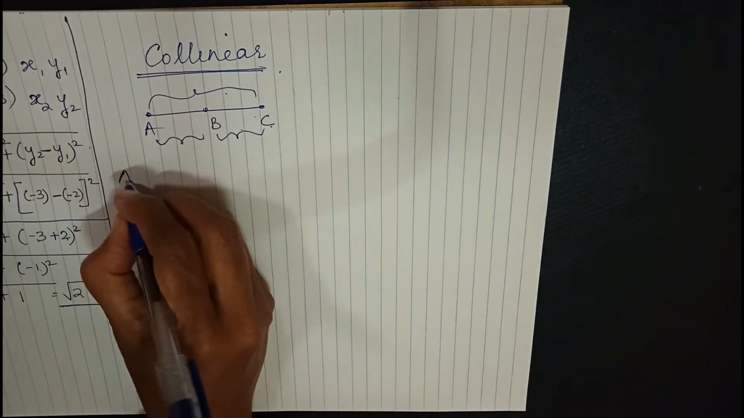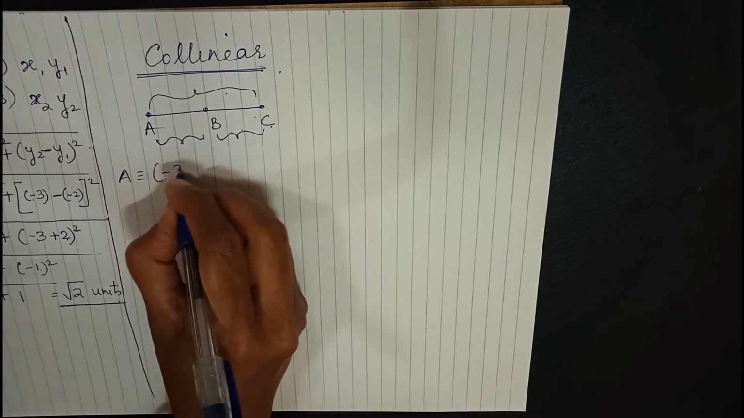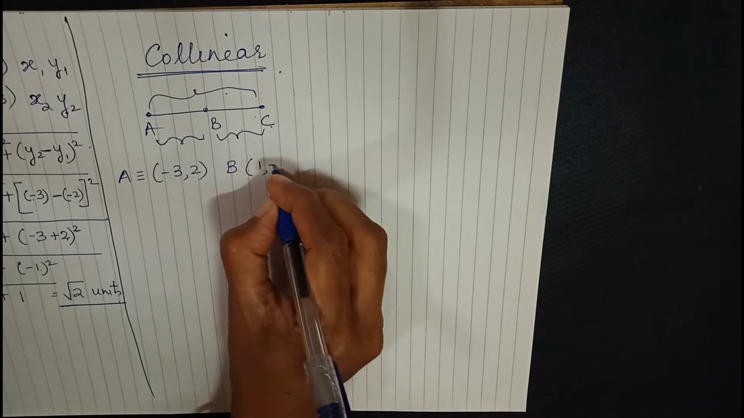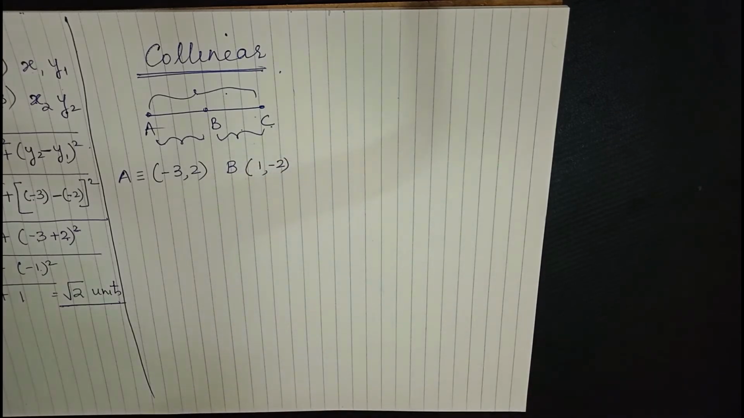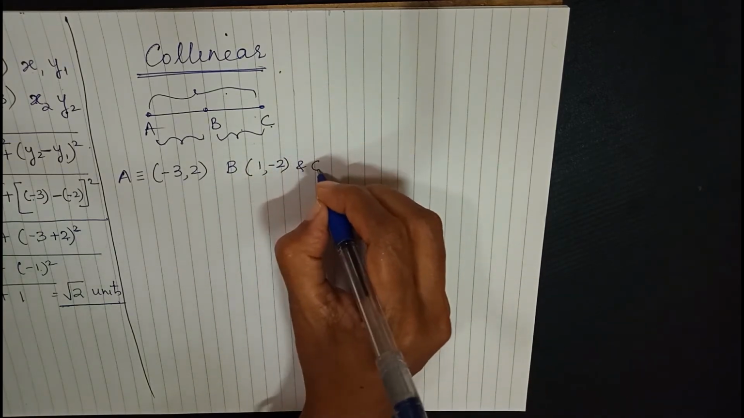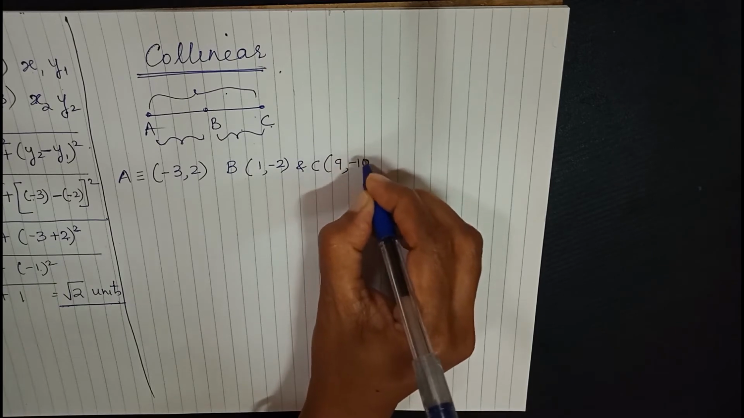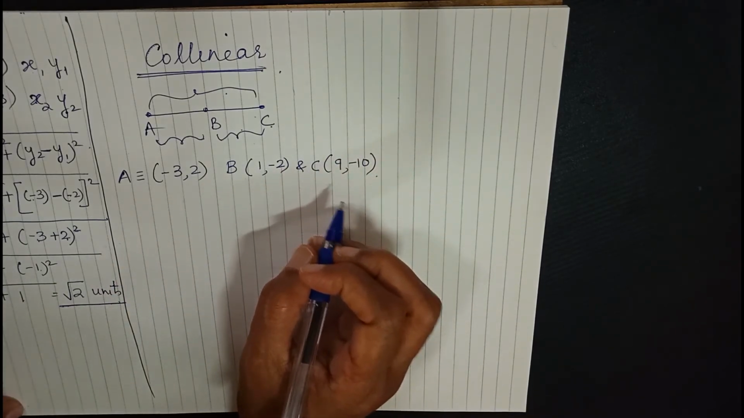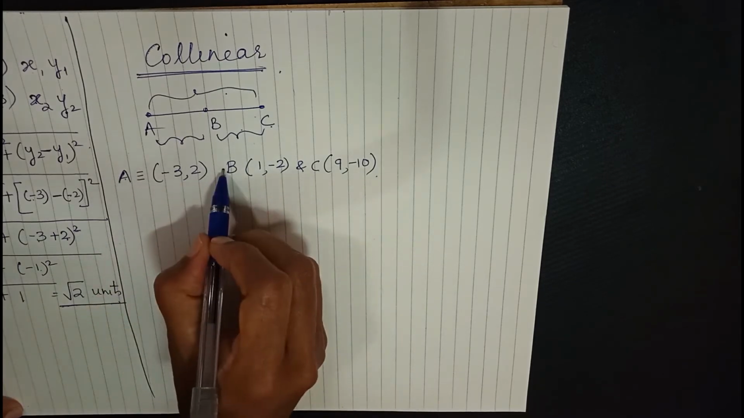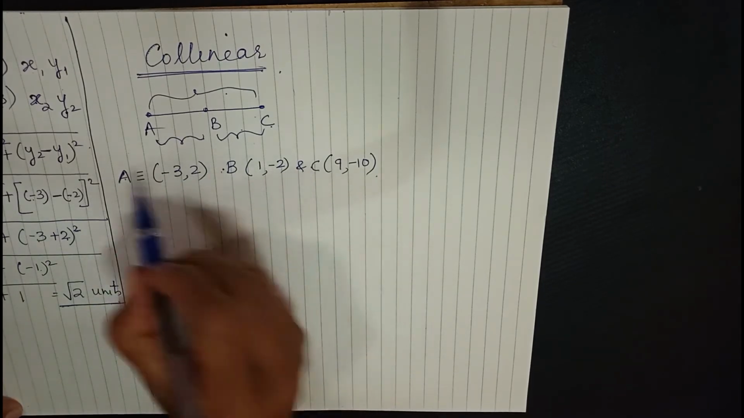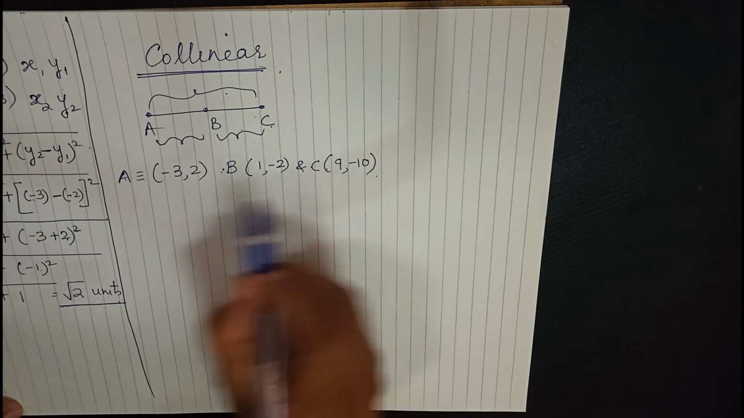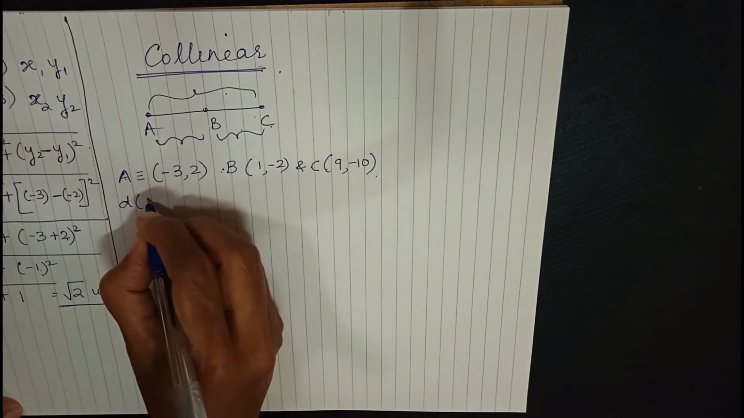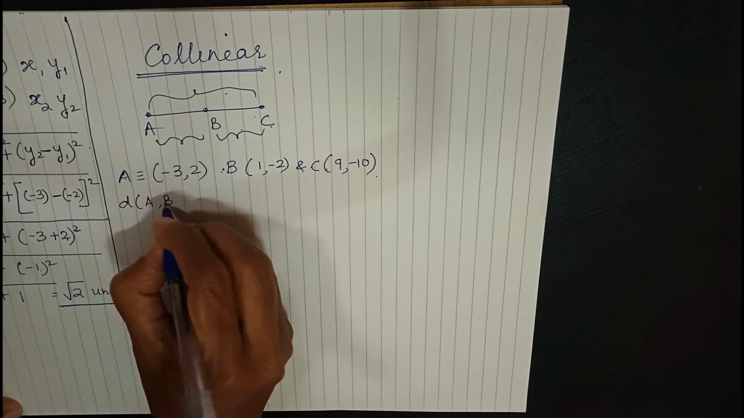So let's take one example. Let us say I have A (-3, 2), B (1, -2) and C (9, -10). Now I have to decide whether these 3 points are collinear or not. So for this what we do is we find distance AB, distance BC and distance AC. And then we will decide whether the points are collinear or not. So let's start with distance AB first.